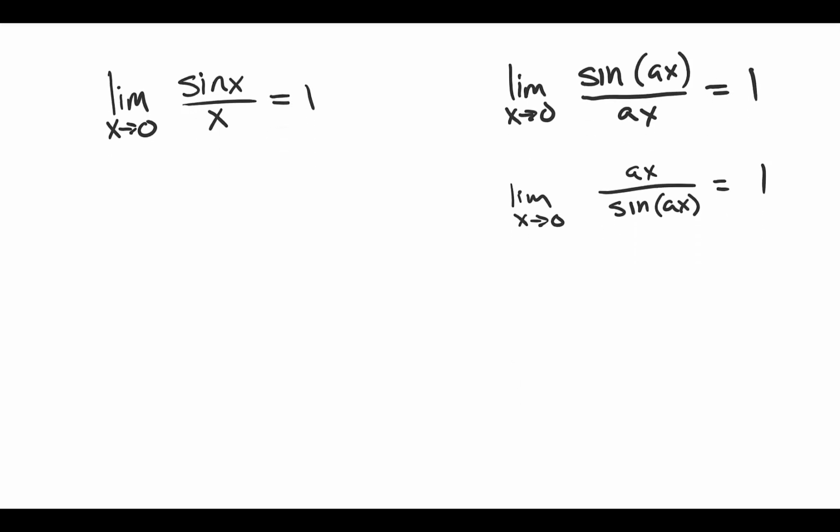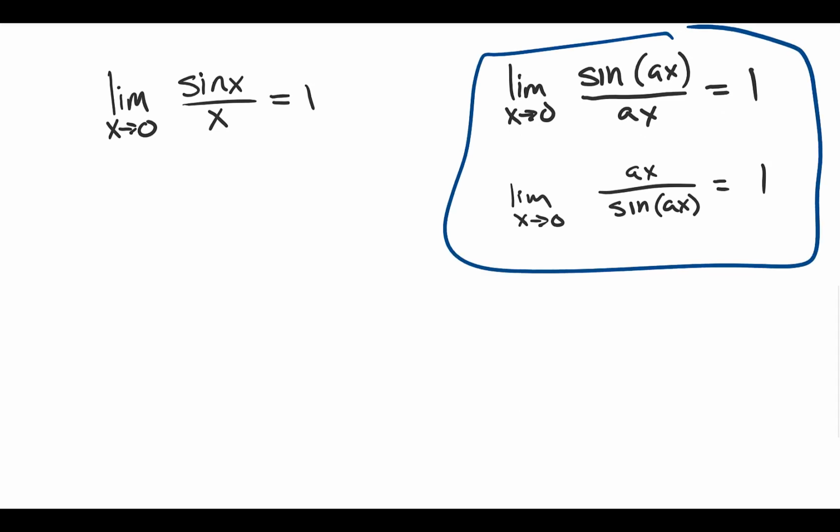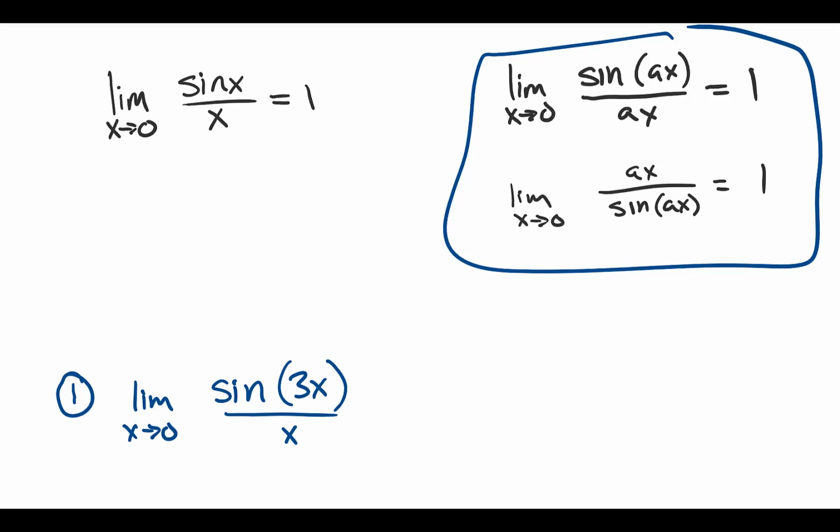Here's the game. We want to create these. Now the A's are going to be all kinds of different numbers. Let's try our first one. Let's go real simple. Limit, as x tends towards 0, of sine of 3x over x. Cool. We can't evaluate that. You know why? 3x does not equal x. It's got to be the same thing top and bottom.